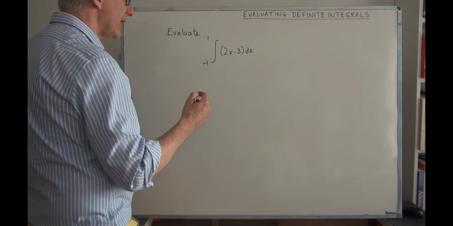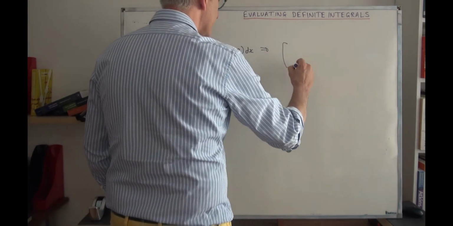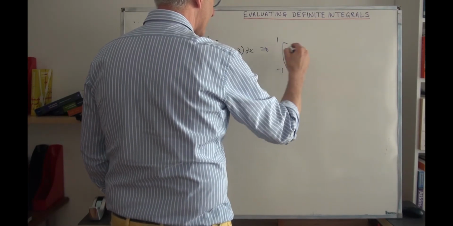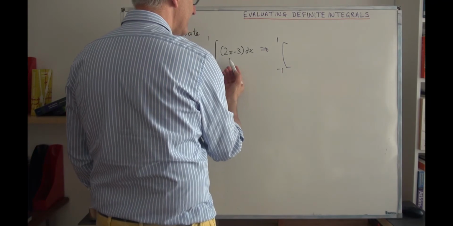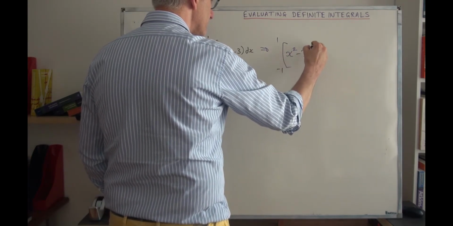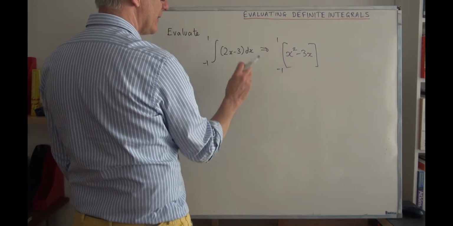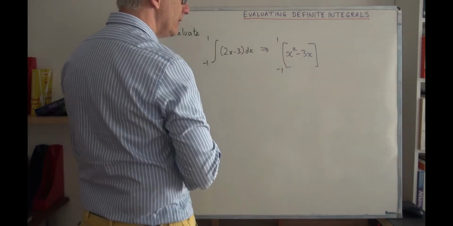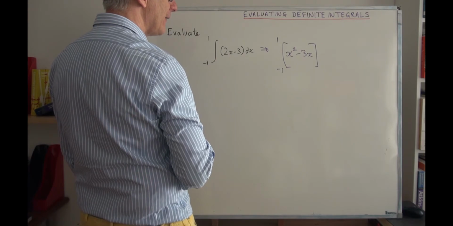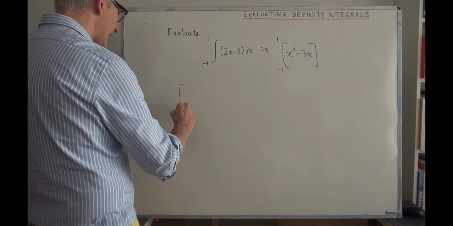So here's the method. You rewrite this using square brackets, but inside the square brackets you're going to put the antiderivative of the function. Then we're going to take the lower limits and the upper limits, feed them into this new function, this antiderivative, and calculate the area between those two limits. So we write it out like this.